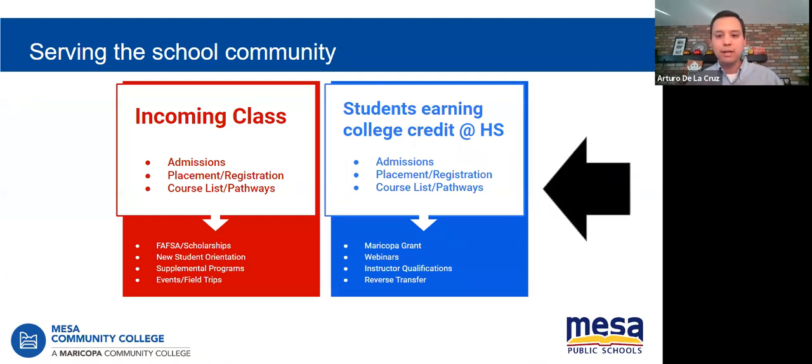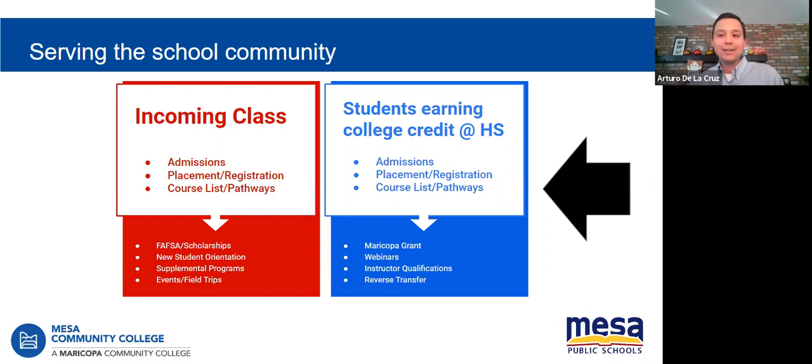It could be 9th through 12th graders at the high school, and we help them with the admissions process, placement, and registration into their classes. If there's a course list or pathway they want to work towards, we help them find it and make sure they're tracking. Those are the things that mirror both populations. At the bottom, you'll see some differences. We have need-based aid for students through our Maricopa grant program, which I'll get into later. We put on webinars to help students and their parents and families understand the process. We also work with instructors on getting qualified to be dual enrollment instructors at the high school, so we're able to support our academic colleagues in that.